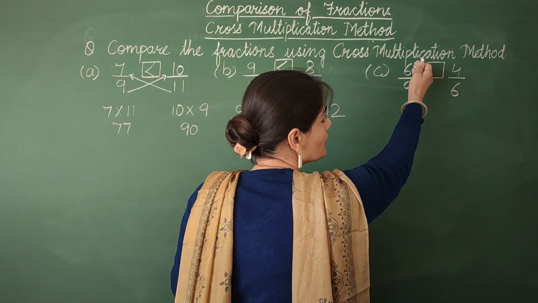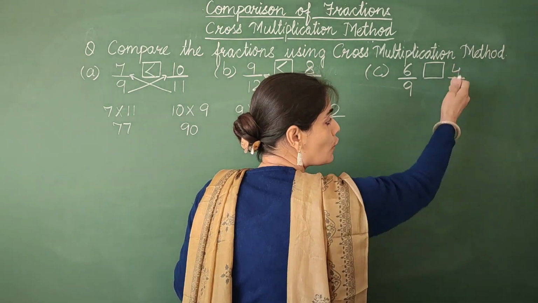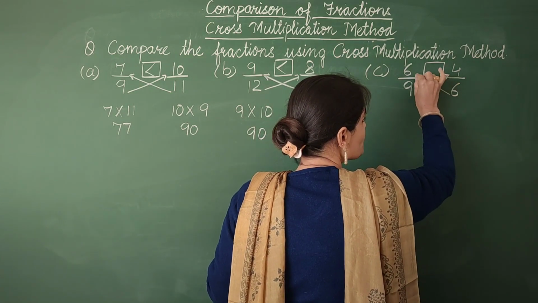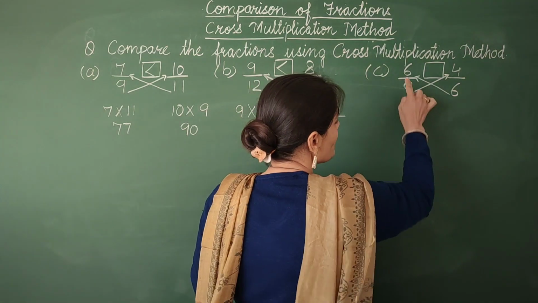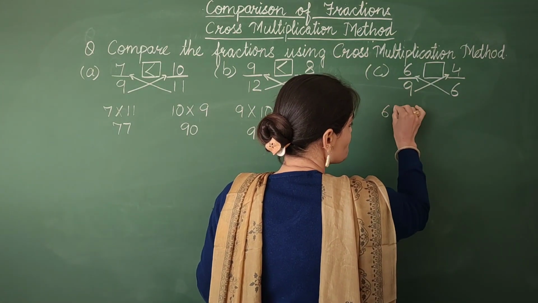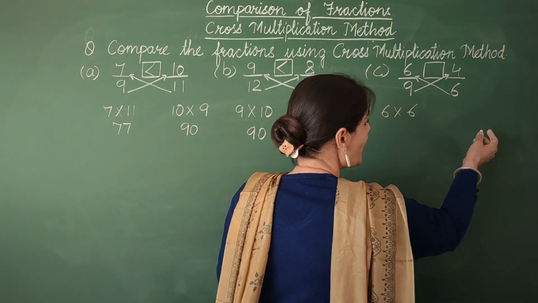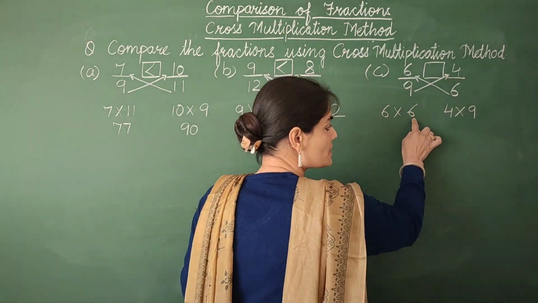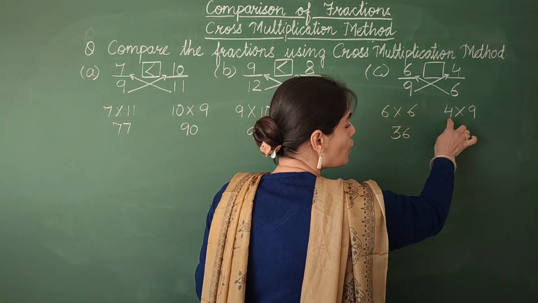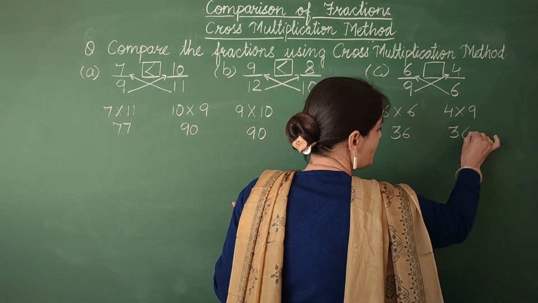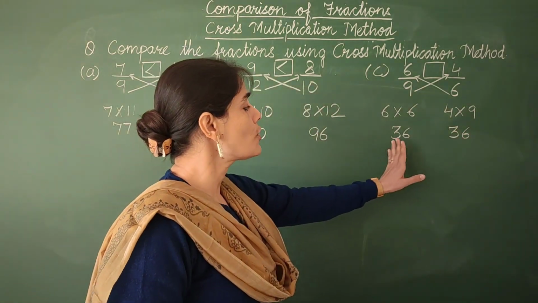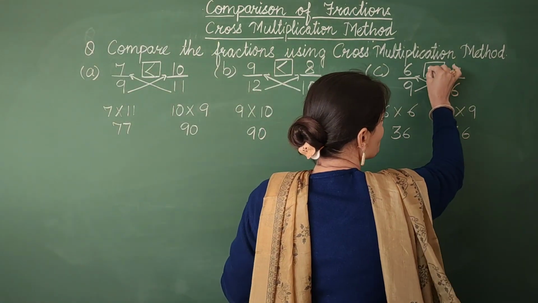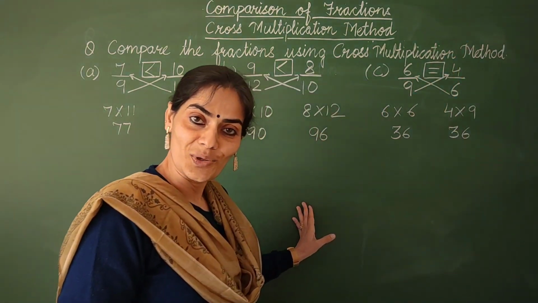Here we are comparing 6 by 9 with 4 by 6. So we draw the arrows to show the movement of the denominators, and on the left side we write 6 multiplied by 6, and on the right side I write 4 multiplied by 9. 6 times 6 is 36. 4 times 9 again gives me 36. So what do I find? That both the cross products are equal. That means these two fractions are also equal.